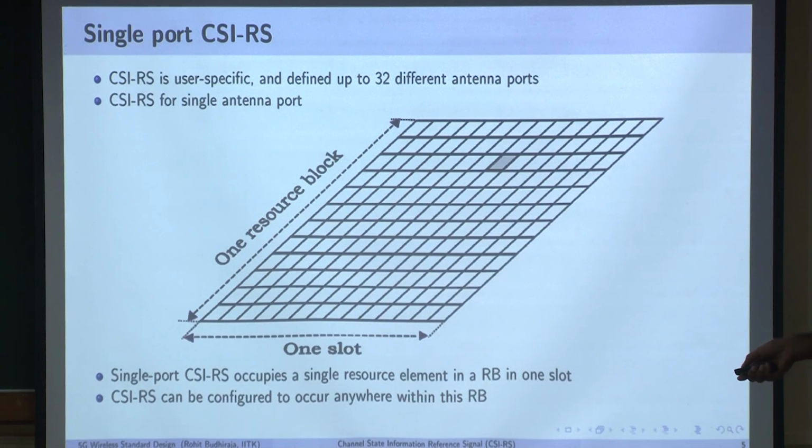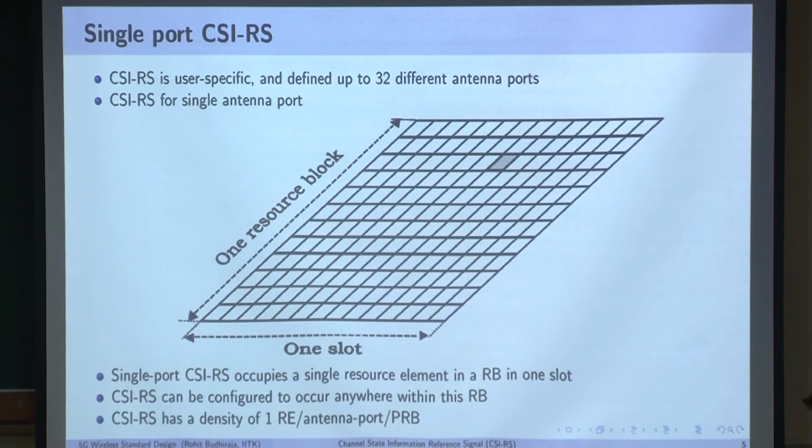So you can configure this so that it comes anywhere in this resource block, and that configuration will be told to the user. So the user will basically use this, estimate the channel, and then do its desired processing after that. And what channel is it estimating? It is estimating the unprecoded channel, right? Fine. And look at this, what is the density of the CSI-RS over here? The density here is one resource element per antenna port per PRB.